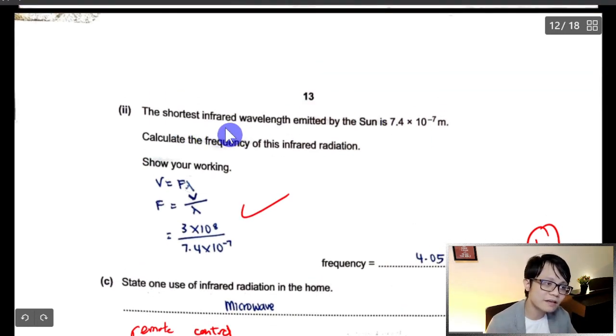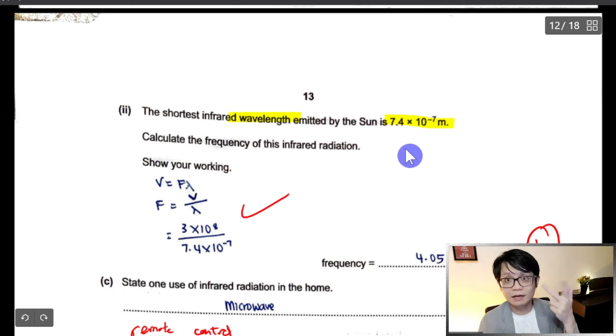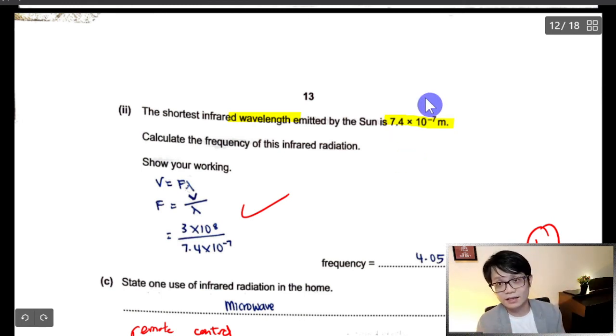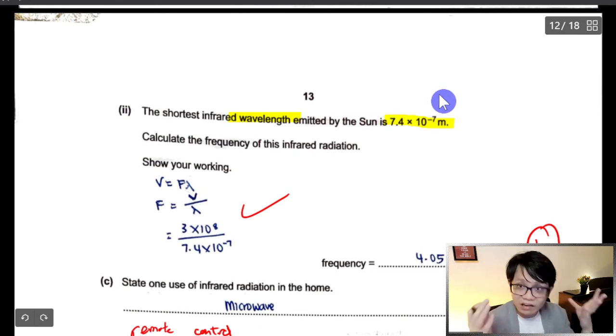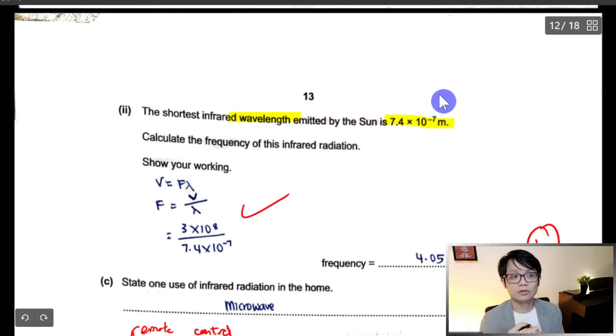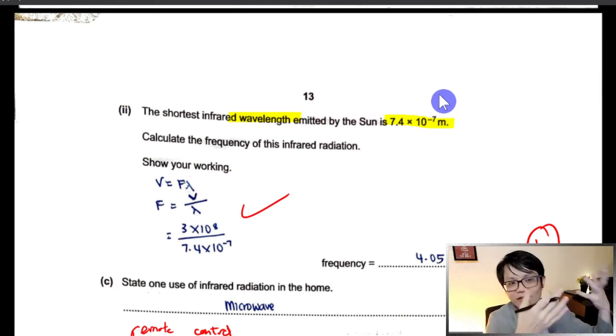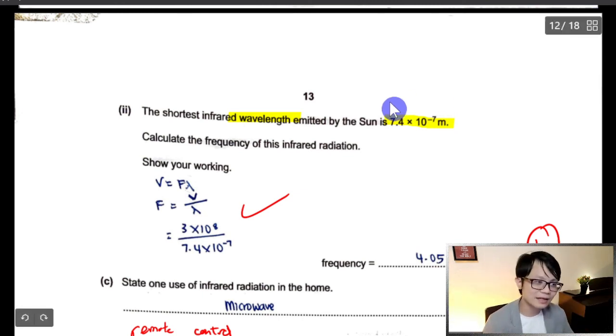The shortest infrared length of the sun is, so we are talking about the wavelength. Depending on the wavelength, ultraviolet has a different wavelength, infrared has a different wavelength, gamma ray has a different wavelength. Depending on the wavelength, the color of light is also different. So that is why it's a different color. If all were the same, then you would get the same color. It's a different color because it has a different wavelength.